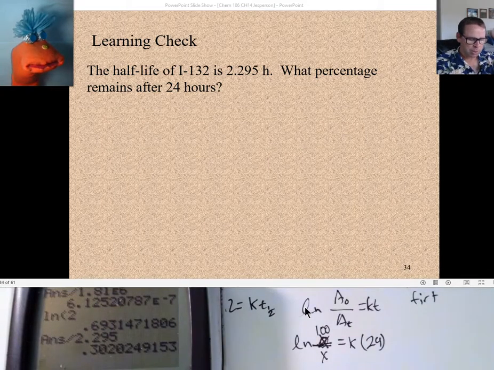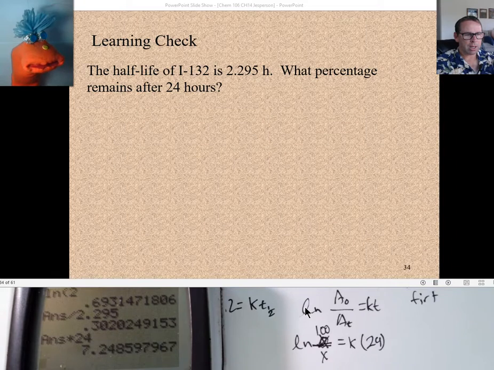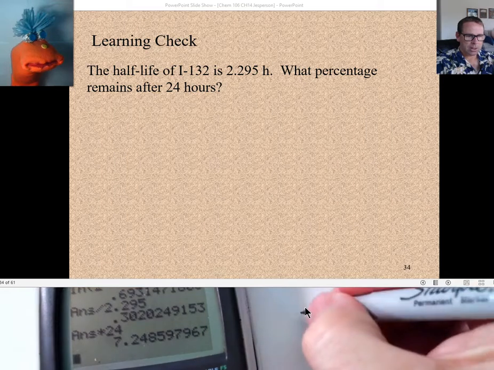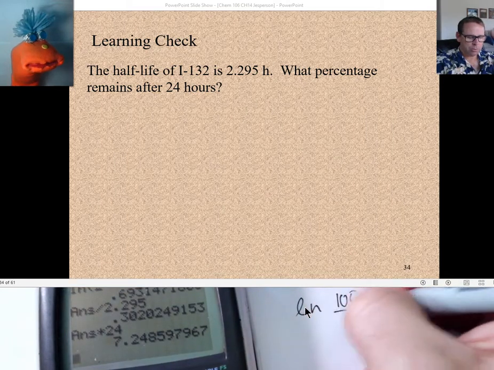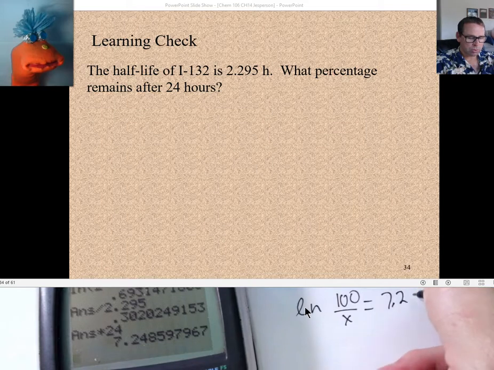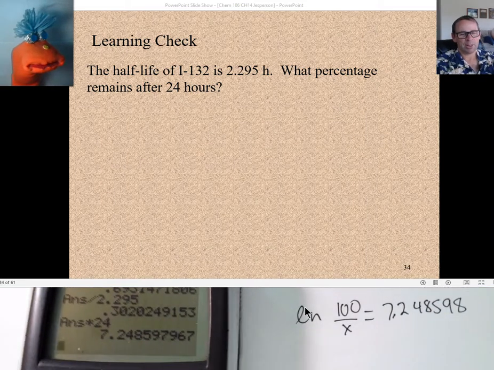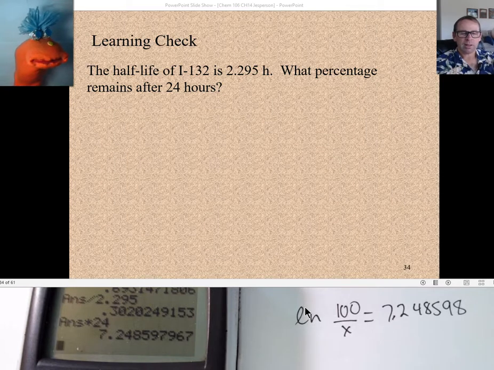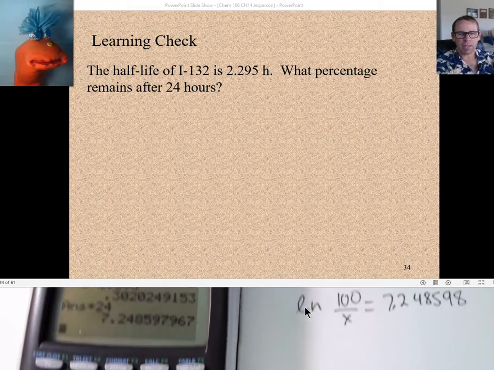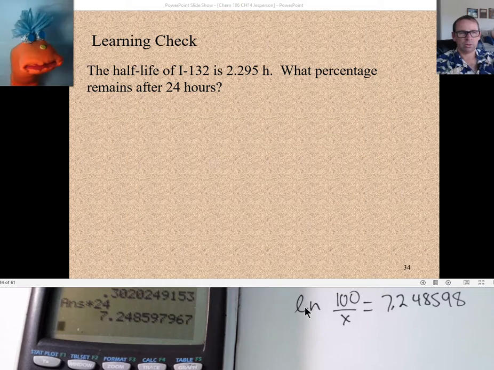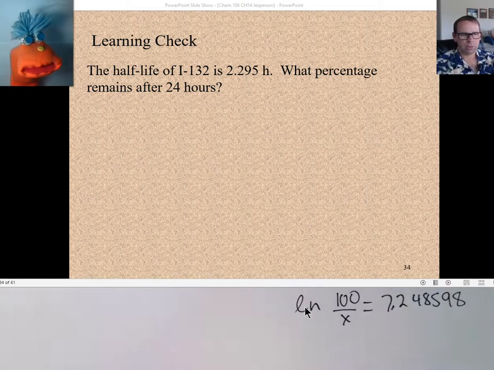We can then plug that in for k over here, multiply that by 24, and now we have the natural log of 100 over x being equal to 7.24. So let's rewrite this now. Natural log of 100 over x equals 7.2498. I forgot to round up. I kept writing the numbers. It wasn't rounding up. All right. Now, how do we solve that math? Do you remember? Oh, natural logs? Well, I guess I don't remember.